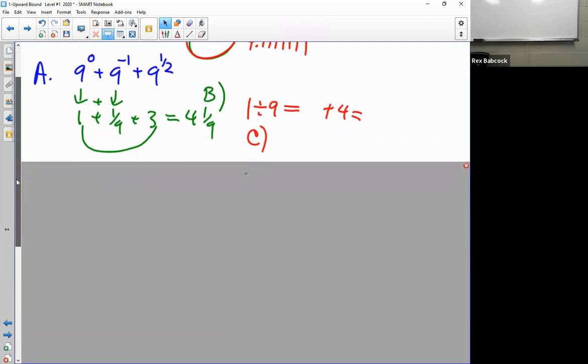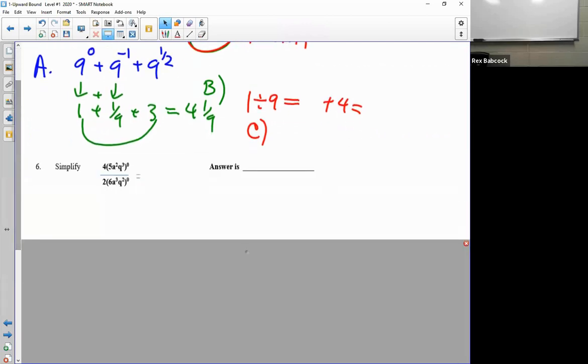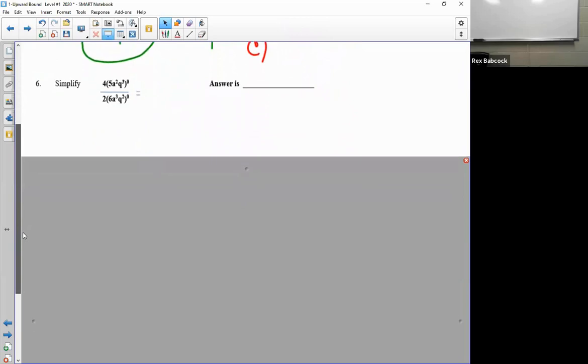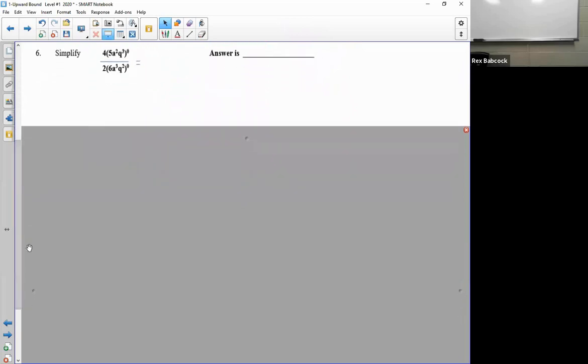Number 6. Simplify that one. Oh, wait a minute. This to the 0 is all 1 and 1. It ends up being 4 over 2. What's the answer? The answer is just 2. When you see the 0 power, it's just some number to the 0 power. It has to be 1 and 1. So that made it a lot easier because of the 0 power. The answer is 2.